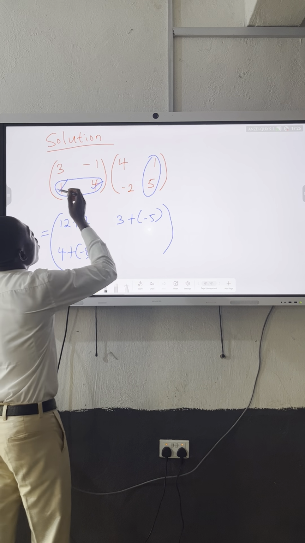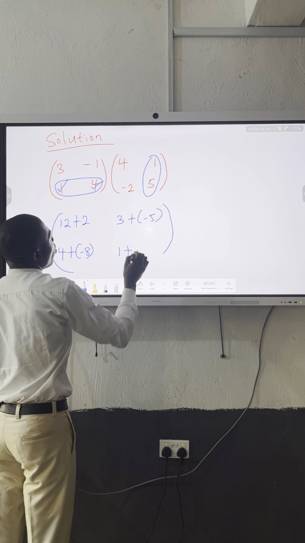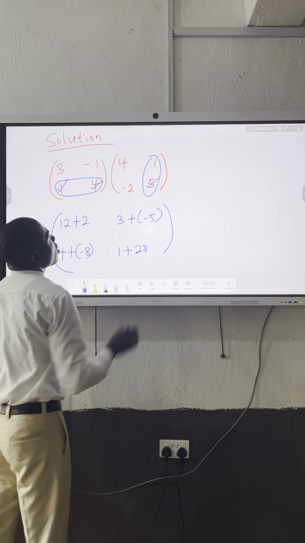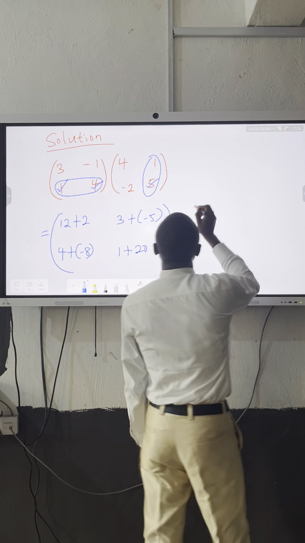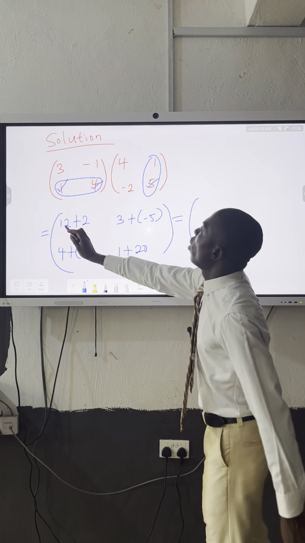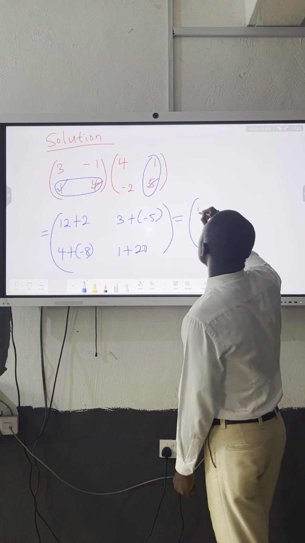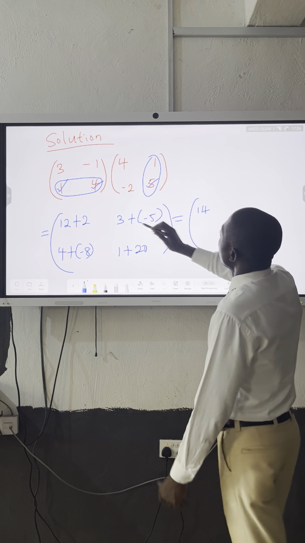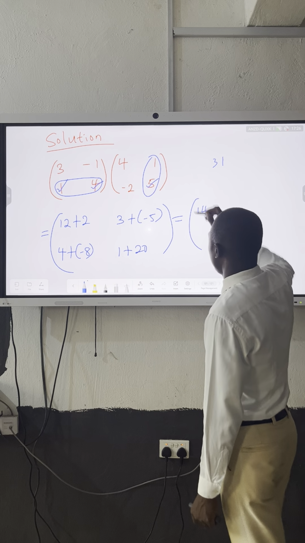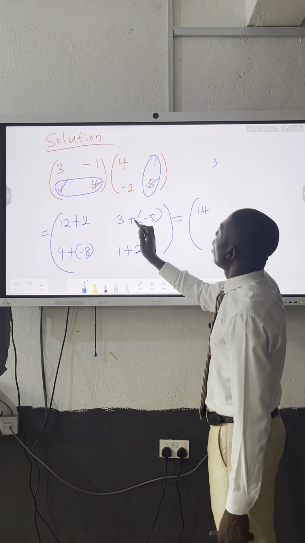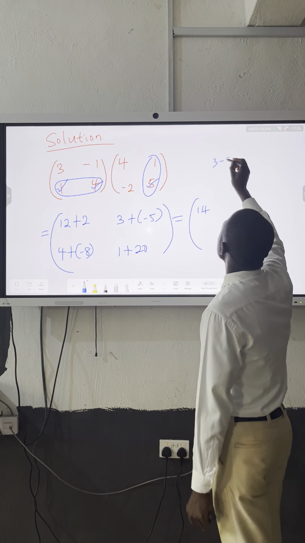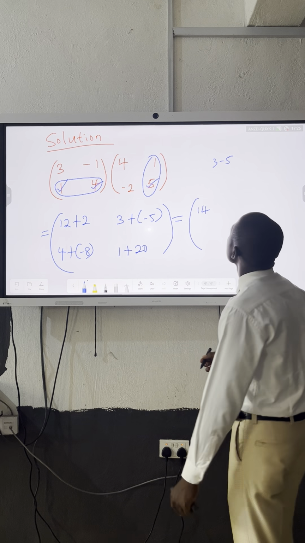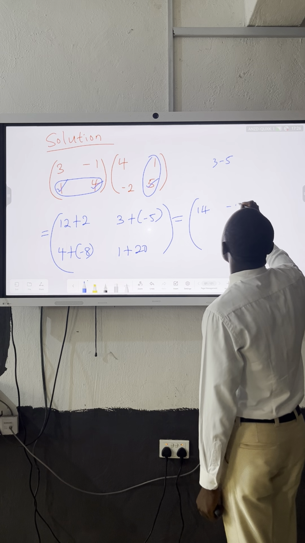All right, so 1 multiplied by 1, you get 1, plus 4 multiplied by this 5, you're going to get 20. All right, so we are almost done. So 12 plus 2, you're going to get 14. And then here, you have 3. Now, plus multiplied by minus is going to be minus. So 3 minus 5 is going to give us minus 2. So here you have minus 2.